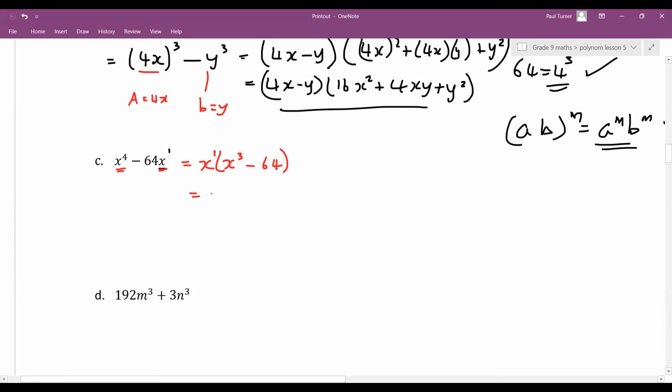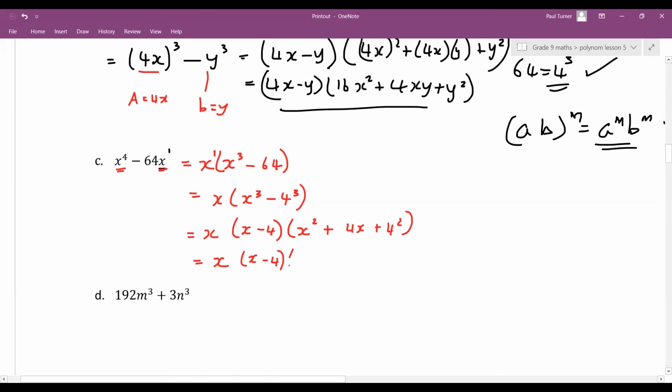So we write 64 as 4 cubed, x cubed minus 4 cubed. So now we see we have the difference of cubes. So we have x minus 4, and then this will become x squared plus 4x plus 4 squared. Okay, so A minus B, A squared plus AB plus B squared. Then you're left with x minus 4, and then just change your 4 squared to 16.